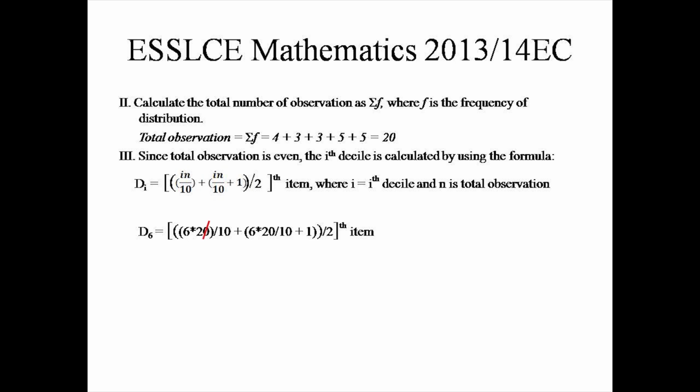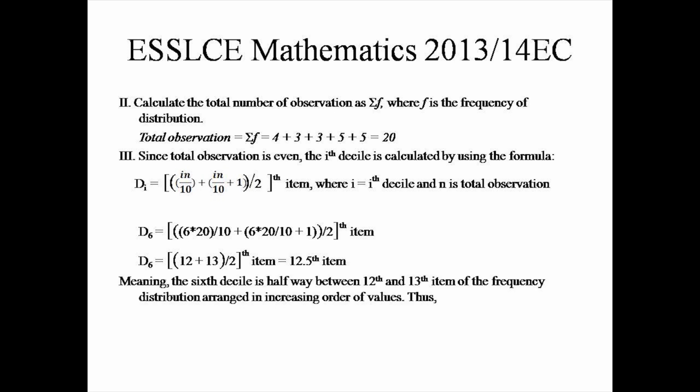0 crossed out by 0, so 2 times 6 is 12. Again here 0 crossed out by 0, 6 times 2 is 12, plus 1, the whole over 2. 12 plus 1 is 13, so 13 plus 12 is 25, the whole over 2, which is equal to 12.5th item. That is the 6th decile, meaning the 6th decile is halfway between the 12th and 13th items of the frequency distribution arranged in increasing order of values.